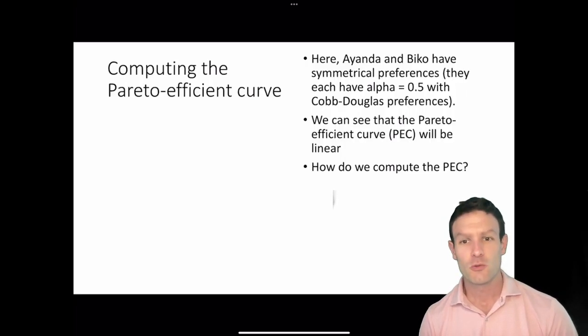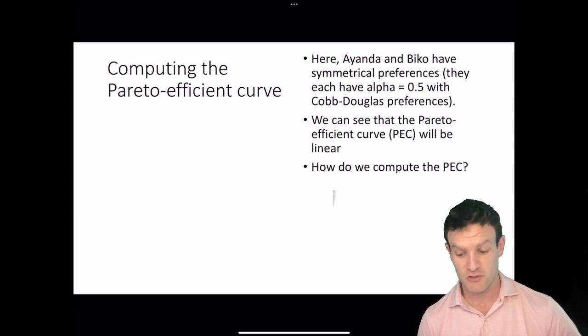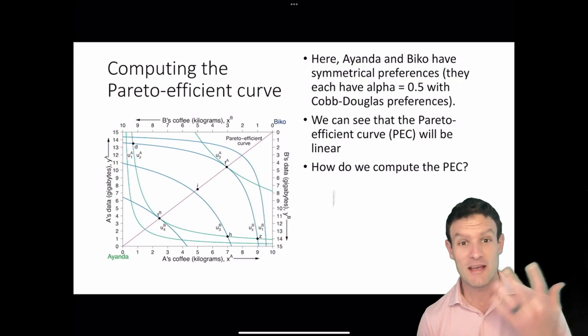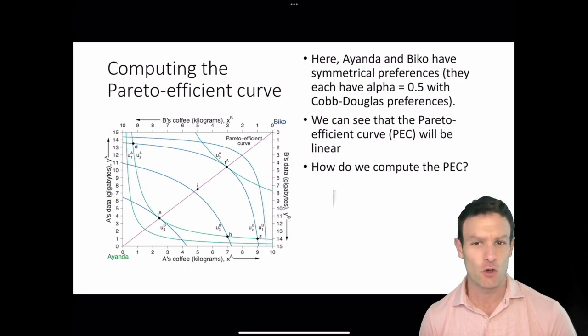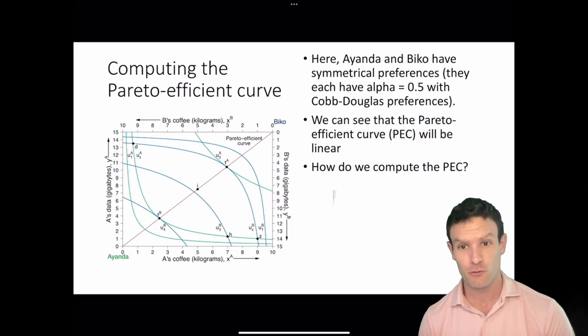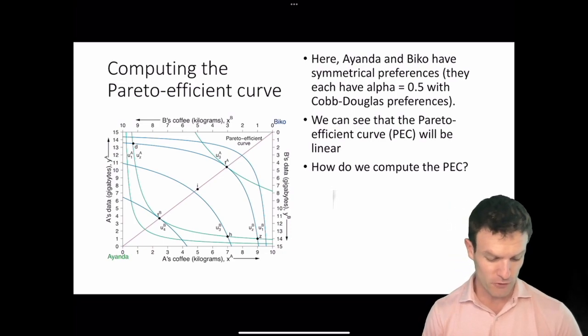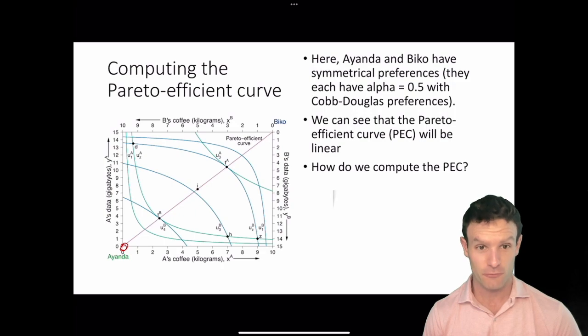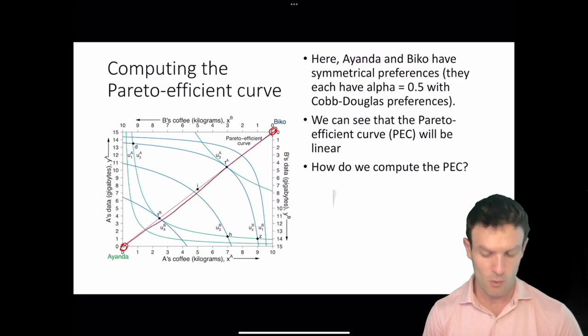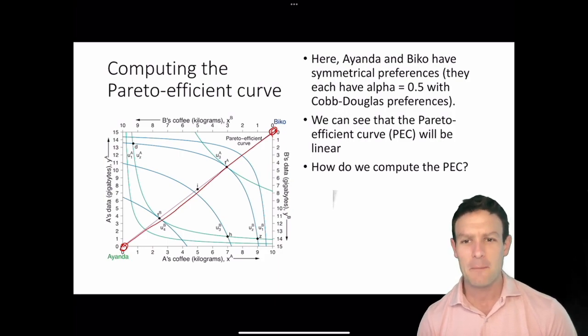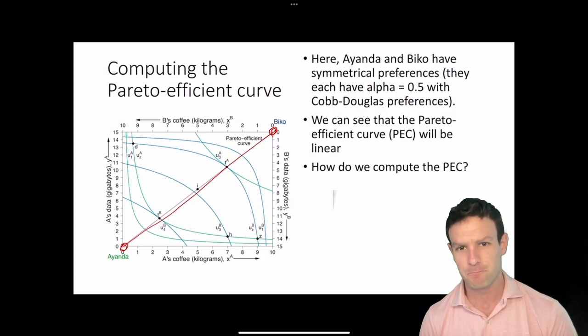So, here we're going to assume that Ayanda and Biko have identical preferences. Now, when that occurs, we get the following Edgeworth box. In this Edgeworth box, we can see that we're going to have a linear Pareto-efficient curve. The Pareto-efficient curve goes from the origin for Ayanda to the origin for Biko. It's just going from one corner to the other. So it's just going to have to be an equation for a straight line. So that's what we're going to have to find here.